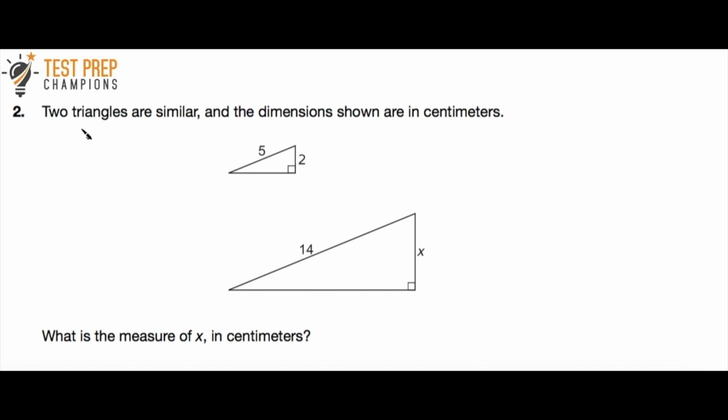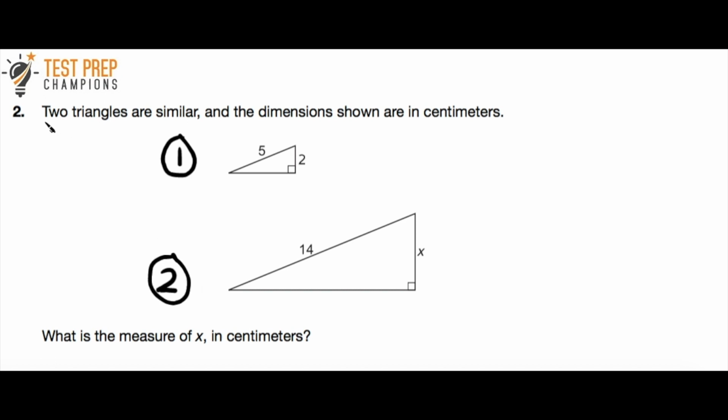Two triangles are similar, and the dimensions shown are in centimeters. What is the measure of x in centimeters? Go ahead, pause the video, and then we'll go over this. Okay, hopefully you had a chance to pause the video and try this out. So now let's go over it. So let's call this first triangle here triangle 1. The second triangle, the bigger triangle, let's call that triangle 2 here.